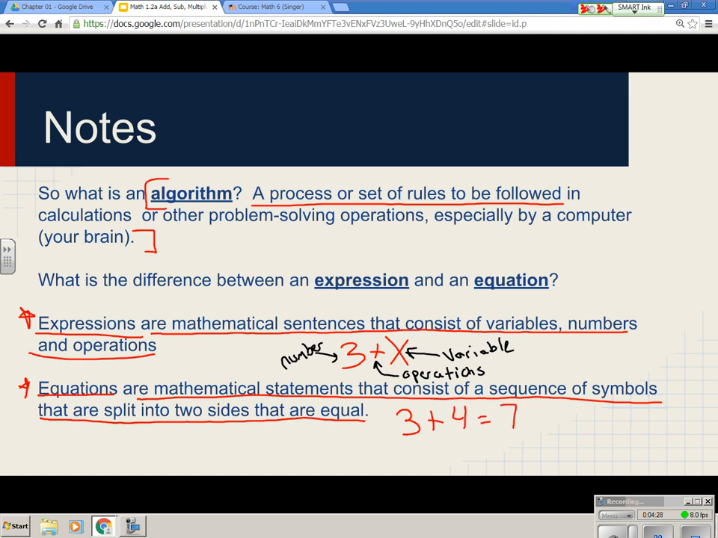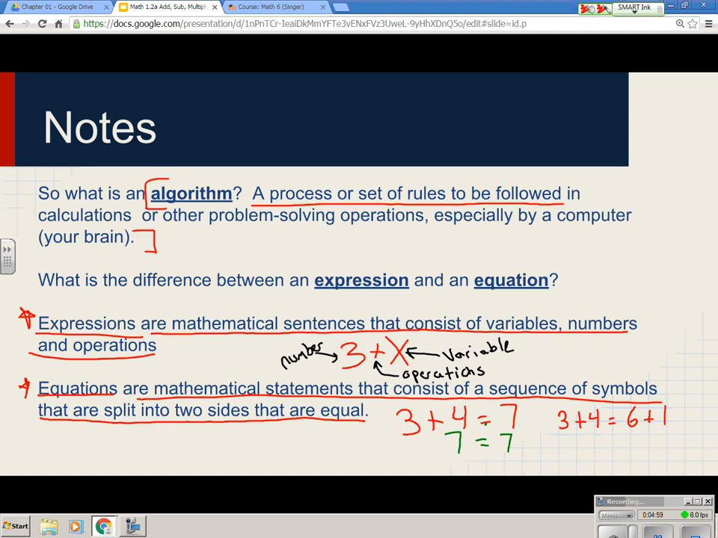This is an equation because we have an equal sign, so it's split into two different sides. And we know that 3 plus 4 gives you a value of 7. So really, it's the same as saying 7 equals 7. And because it's equal on both sides and it's split into two different sides, showing different ways to give you 7, that's correct. Another way we could do this could be 3 plus 4 equals 6 plus 1.